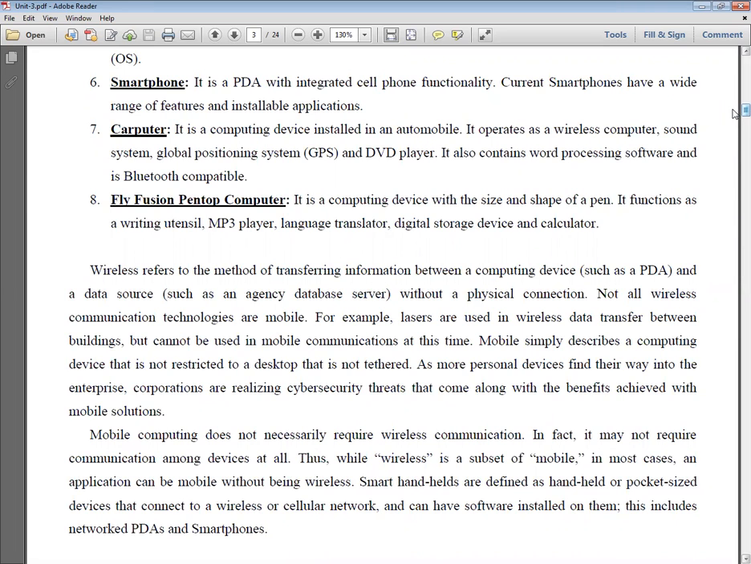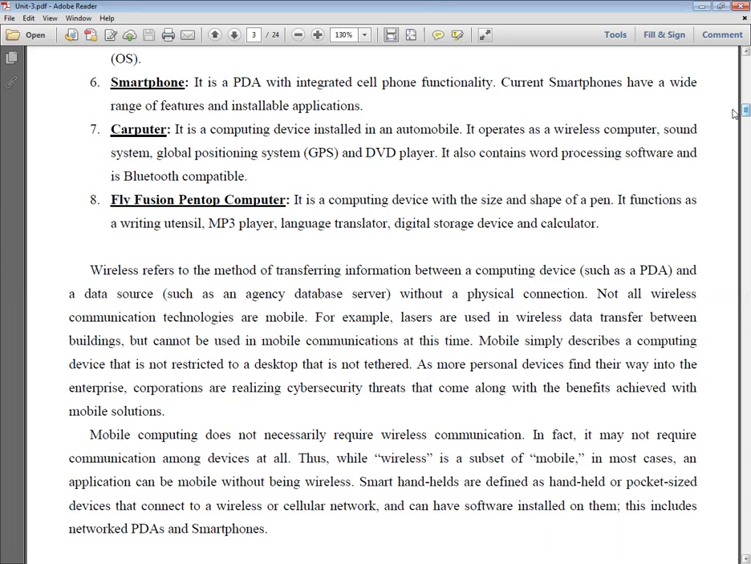So what is the purpose of this fly fusion pentop computer? It functions as a writing utensil, MP3 player, language translator, digital storage device, and a calculator. Right? So these are the functionalities of fly fusion pentop computer. So these are all the 8 categories.